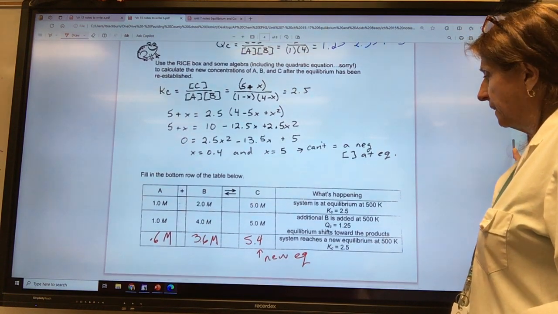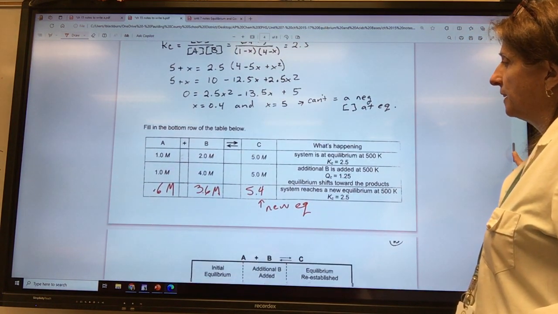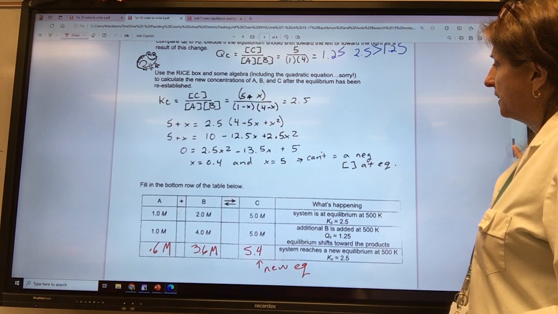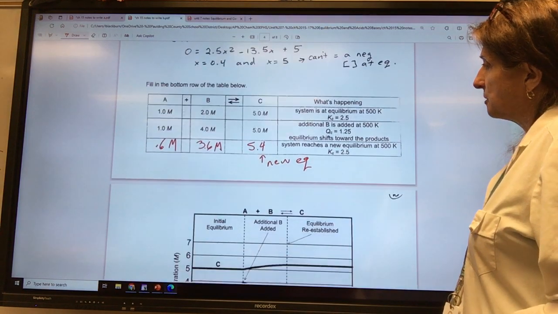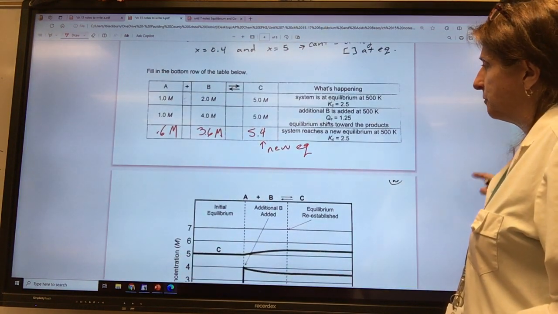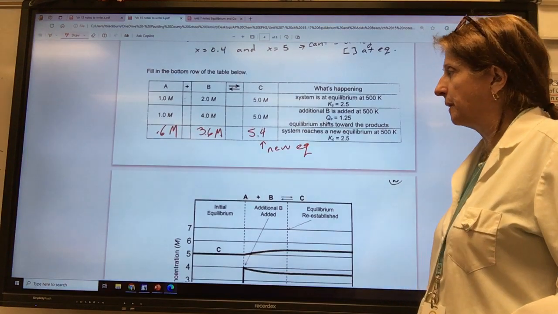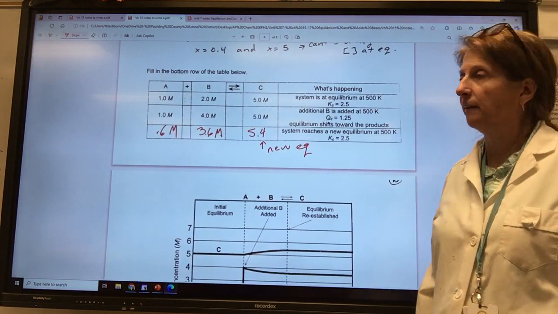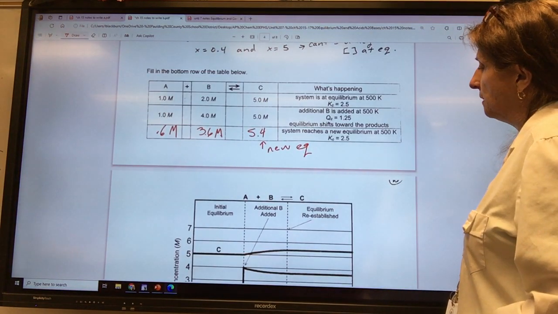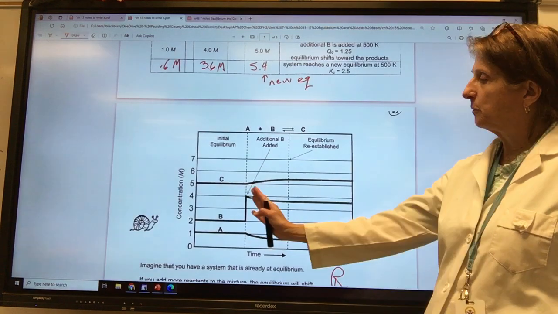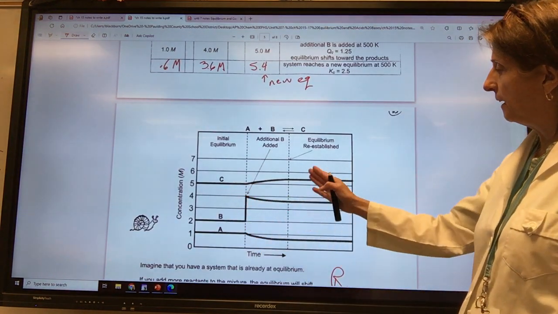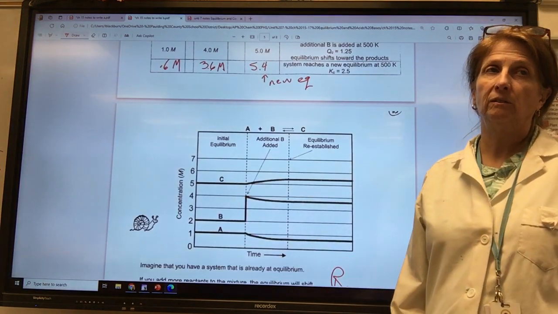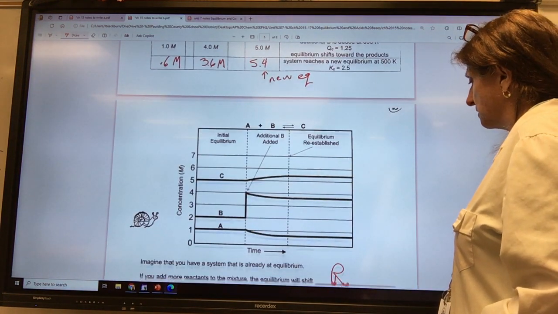So now we can put it in and fill in our new concentrations. And it's 0.6, 3.6, and 5.4 at our new equilibrium, now that we added more B. We changed it by adding extra concentration. And we have a little graph of what happened. It was at equilibrium, we added B, and it flattened back out again at our new concentrations. Notice they're all different now. All different new concentrations.